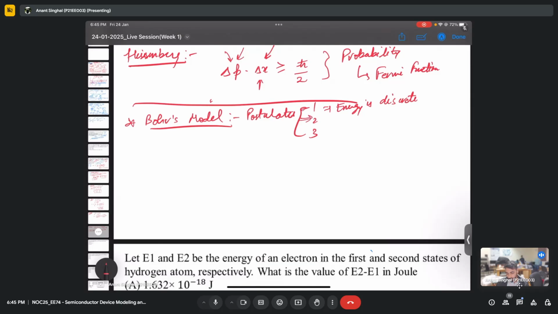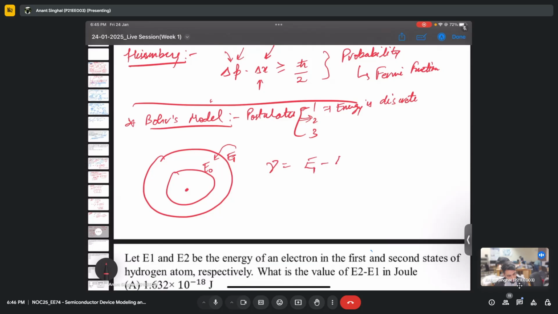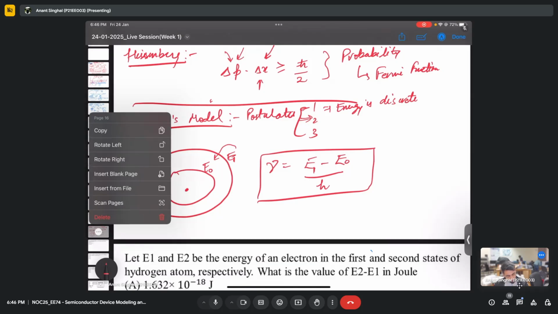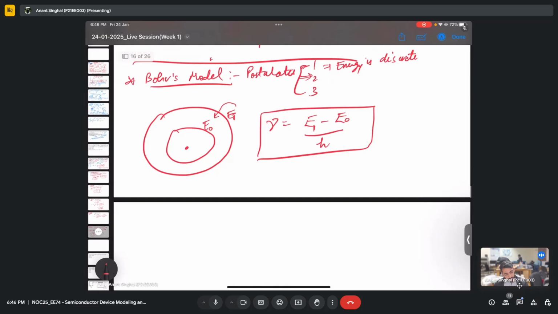Then the second postulate is when an electron moves from a stationary state to another stationary state. Let's say this is the nucleus, this is the ground state, this is the E1 state. When it moves from E1 to E0, the result is the emission of a certain energy which is given by this frequency, nu, which is E1 minus E0 by h. This is postulate 2.